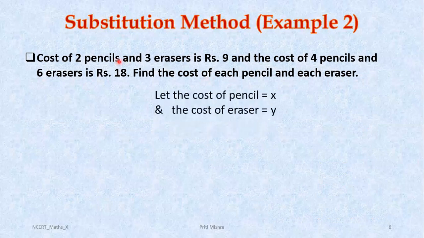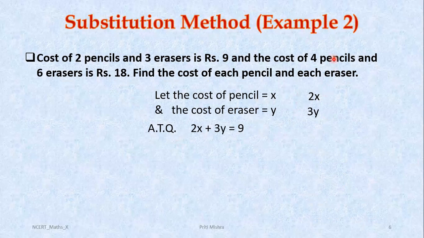Here we have to find out the cost of a pencil and an eraser. So we suppose the cost of one pencil is x rupees and the cost of one eraser is y rupees. Then the cost of 2 pencils will be 2x rupees and the cost of 3 erasers will be 3y. According to the question, it will be equal to 9 rupees. So we can write 2x plus 3y is equal to 9.